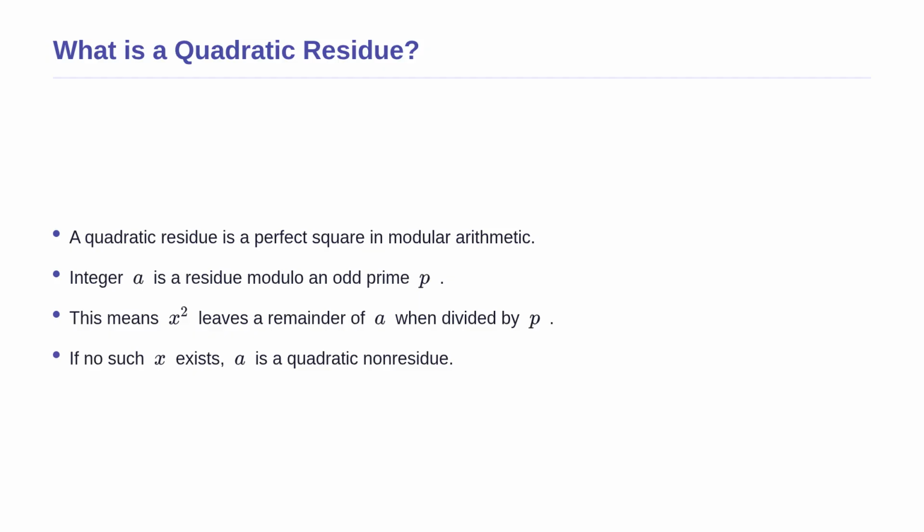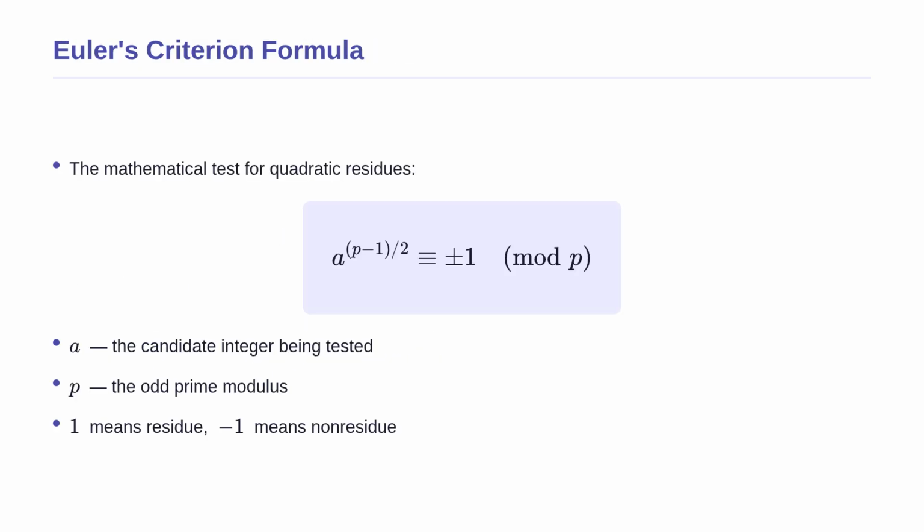Before we look at the scanner, we need to know who is trying to get into the club. In number theory, a quadratic residue is just a formal term for a perfect square in modular arithmetic. Specifically, an integer a is a quadratic residue modulo an odd prime p if there is some integer x that, when squared, leaves a remainder of a. If no such number exists, it is impossible to reach a by squaring anything, and we call it a quadratic non-residue.